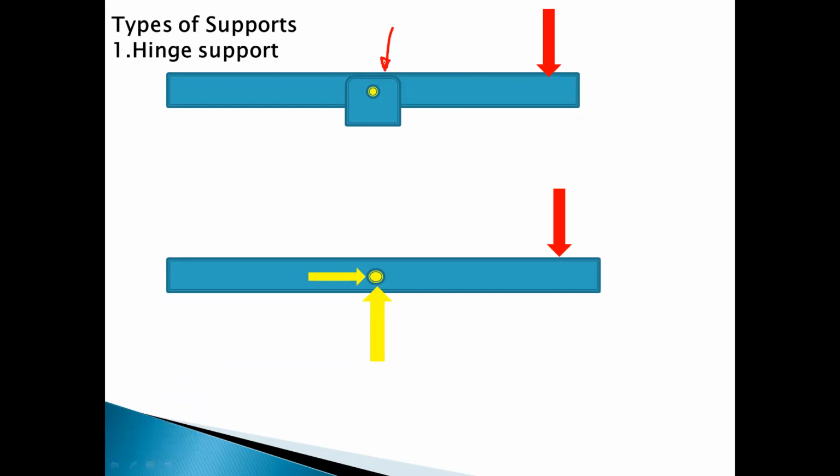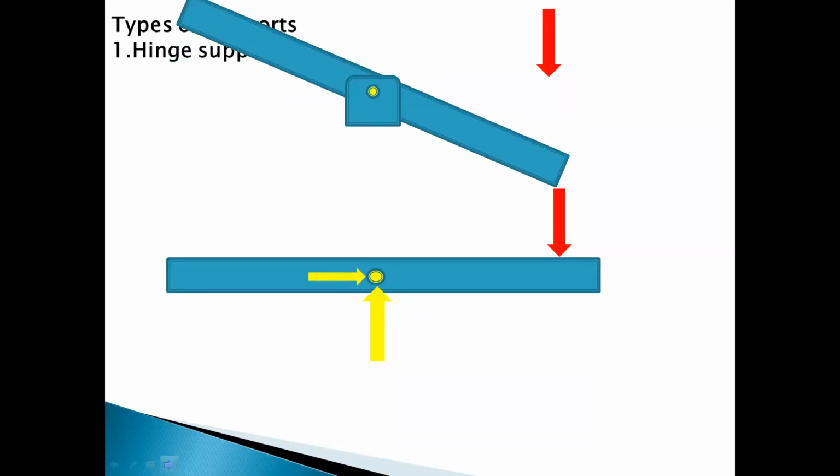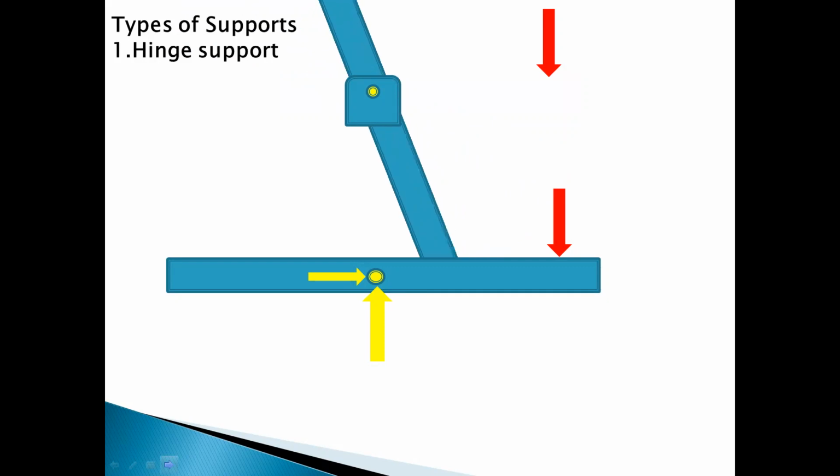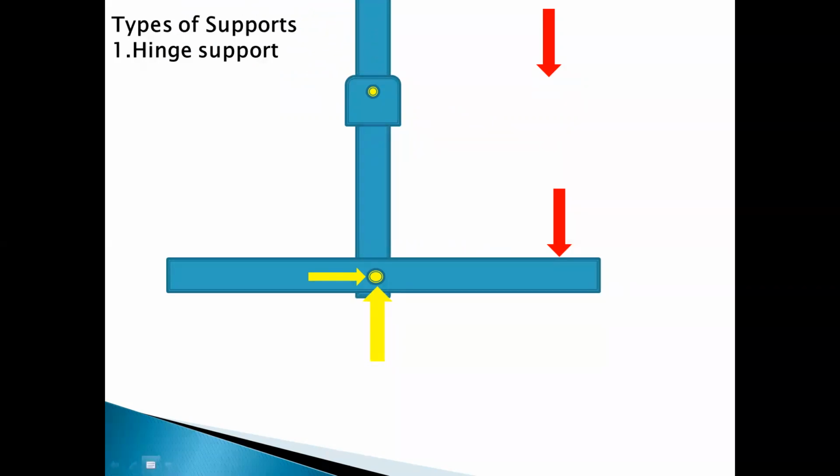So this is the pin joint. If you apply a force, there is a tendency of rotation, and it will completely rotate. But we cannot move the rod AB from this hinge point. So it offers two reactions, VA and HA, in the free body diagram.